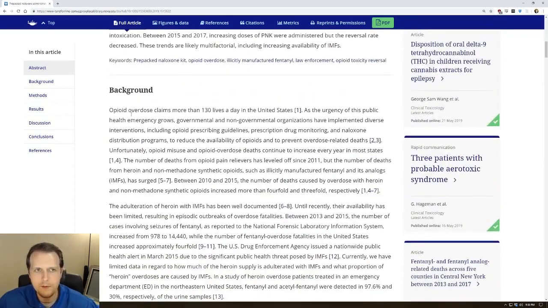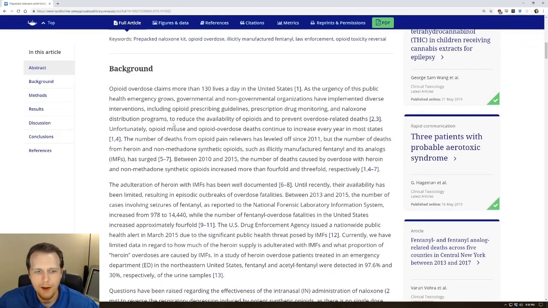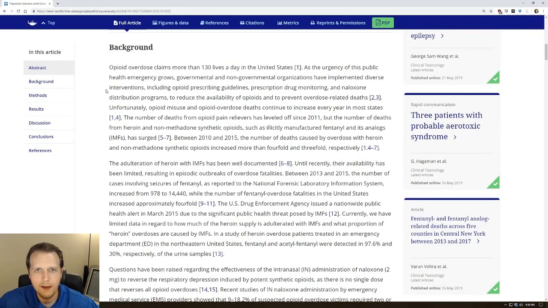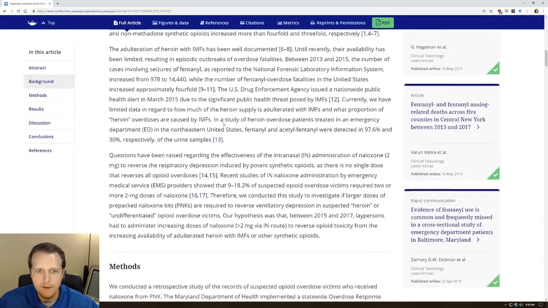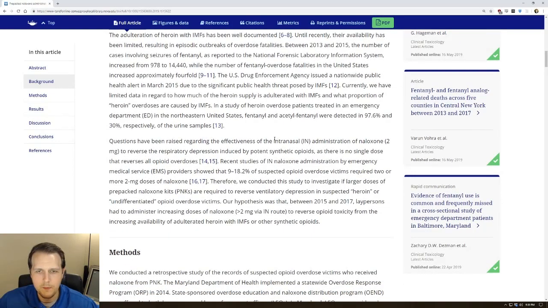Now the background, this is part of the introduction. They'll cover why they think this is important. They're talking about opioid overdoses, how it's such an epidemic and how it's killing so many people. And this is why this is really important, right? Then you go into talking about the adulteration of heroin with fentanyl-like derivatives. This is important because it's a new issue that we haven't seen, maybe, until the past few years or so. And then going into talking about the actual administration of naloxone and whether or not this is important.